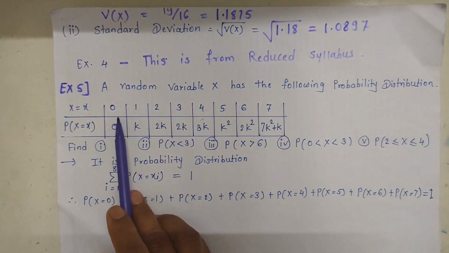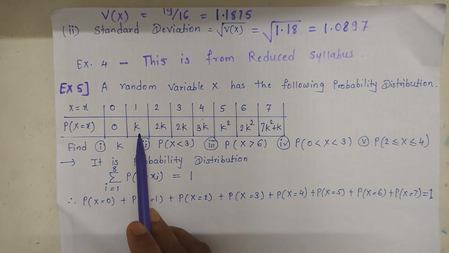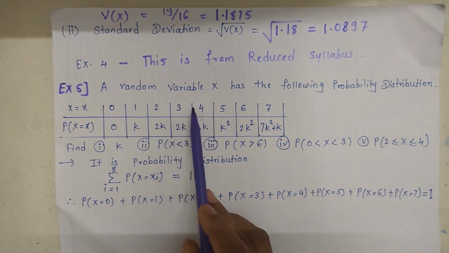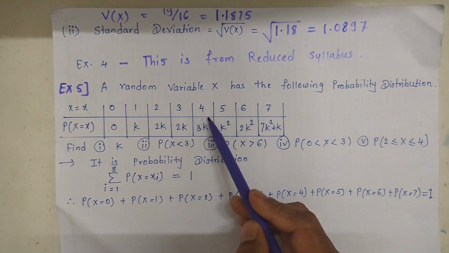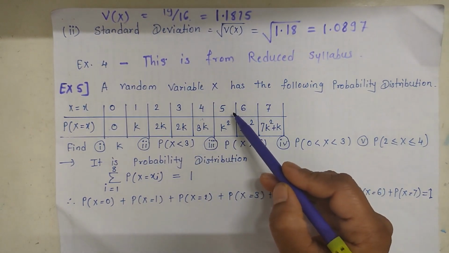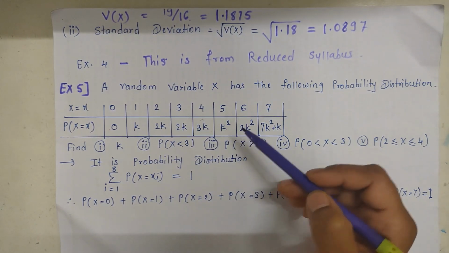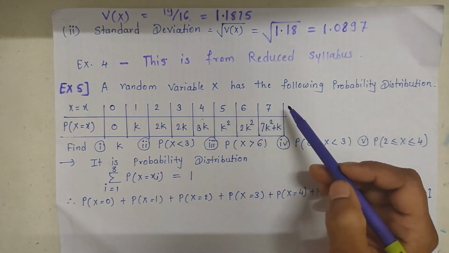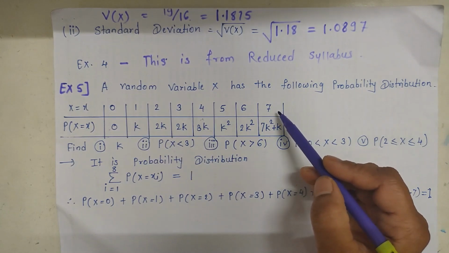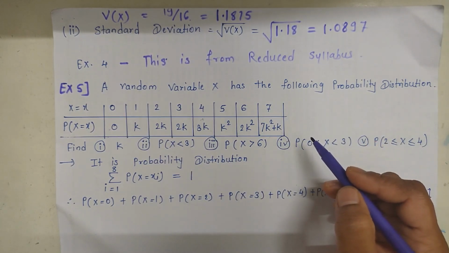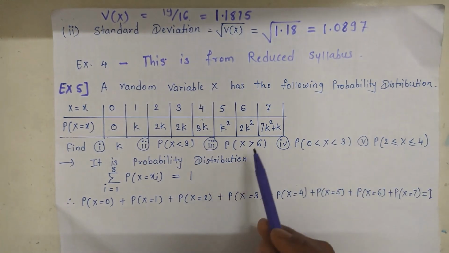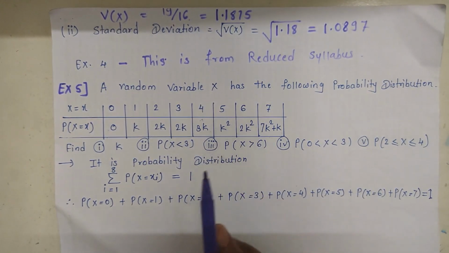So probability of 0 is 0, probability of 1 is k, probability of 2 is 2k, probability of 3 is equal to 2k, probability of 4 is equal to 3k. Next, probability for 5 is equal to k square, for 6 it is 2k square, and probability for x equal to 7 is 7k square plus k, which are given in the probability distribution.